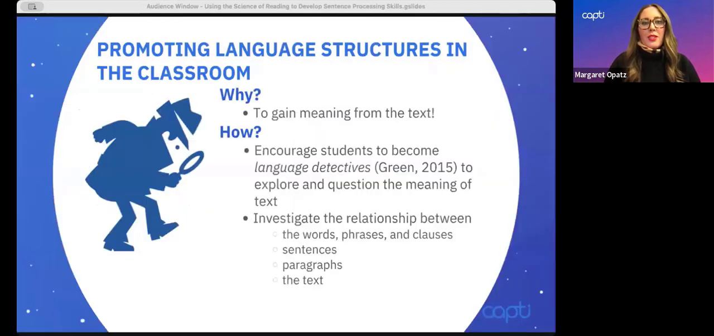So when we really do promote language structures in the classroom, our ultimate goal is to gain meaning from the text. So I like this idea that Green suggests, that we should encourage all of our students to become language detectives. So this would encourage them to explore and question the meaning of text. And in order to do this, they can really investigate the relationship between words, phrases, and clauses. And then they can also look at sentences, paragraphs, and the text.